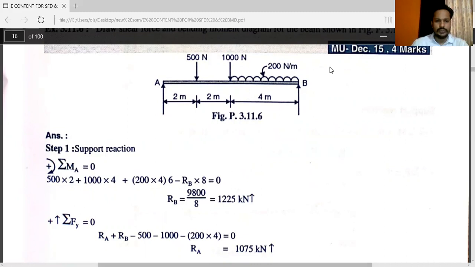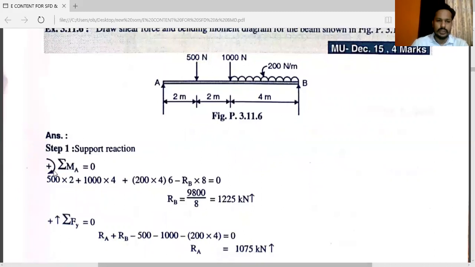support reactions. See here, by applying the equilibrium condition, summation of moment at point A is equal to 0. Here we are taking clockwise as positive. You can consider anti-clockwise as positive also. But throughout the problem, the condition should be same. Here we are taking clockwise positive. So clockwise positive means anti-clockwise negative. As per your choice, you can consider.